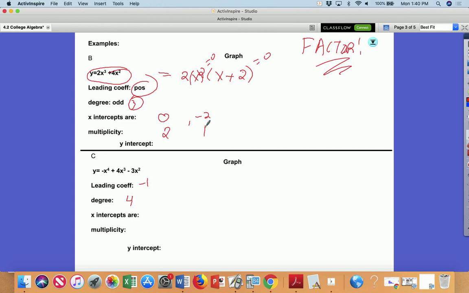Now, one thing you can tell when it's in standard form is you can tell the y-intercept. The y-intercept is the constant at the end. So what do you think the y-intercept is here? Yeah, there's no constant at the end. The y-intercept is 0. So this point is actually a y-intercept and an x-intercept.